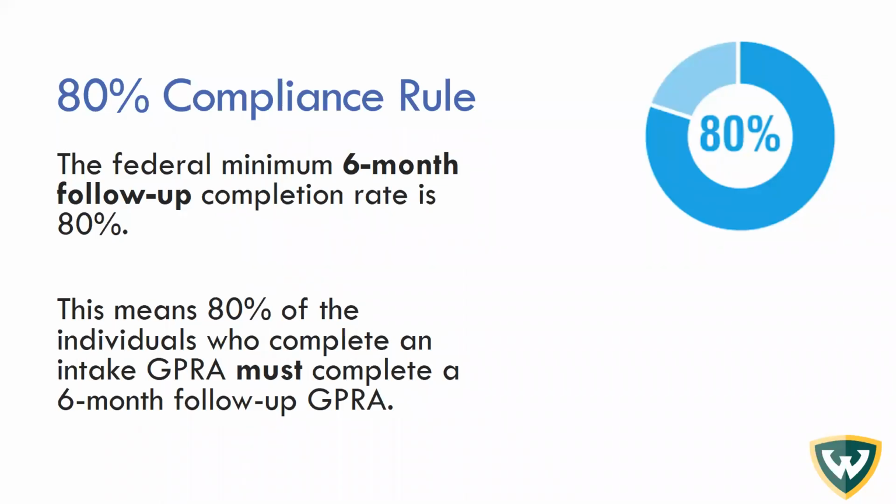So the 80% compliance rule is something that we'll talk a little bit more about later, but in sum, SAMHSA has set an 80% compliance rule, and it's what we refer to at Wayne State as the 6-month follow-up rate. And the rule is set by Congress and set by SAMHSA, and that is that 80% of all individuals who complete an intake must complete a 6-month follow-up GPRA. So that's kind of a lofty number, we know that, but it's a goal to shoot towards.